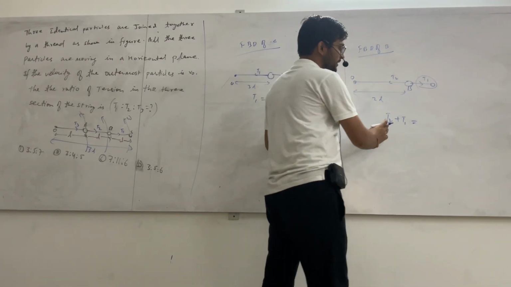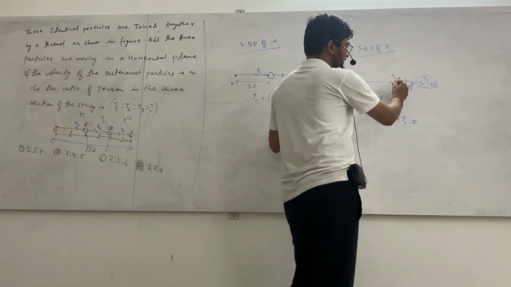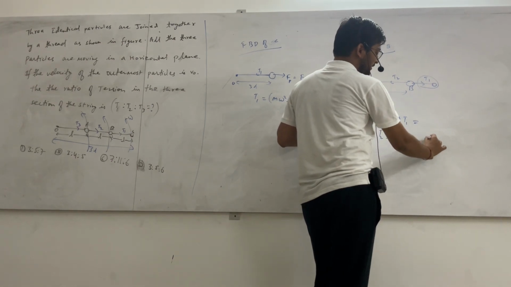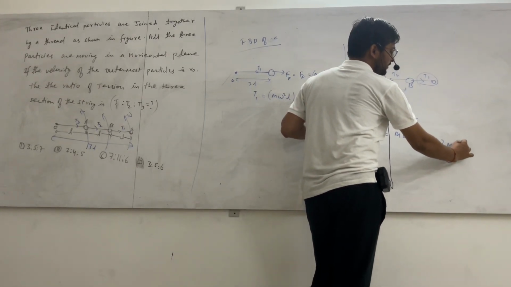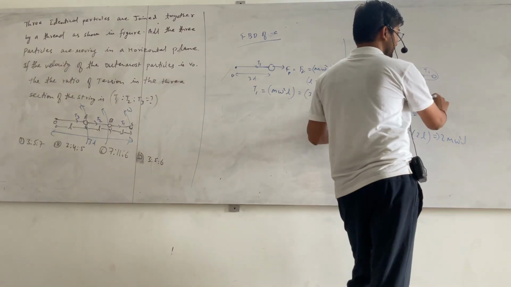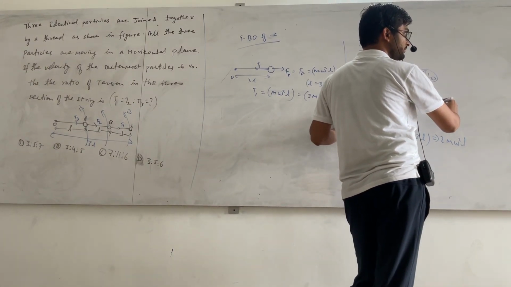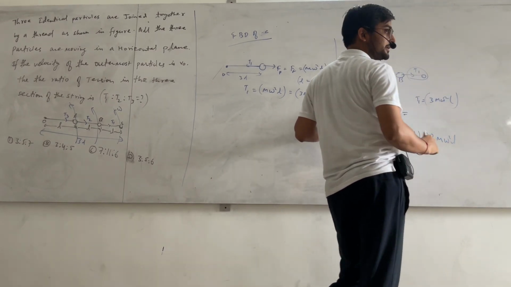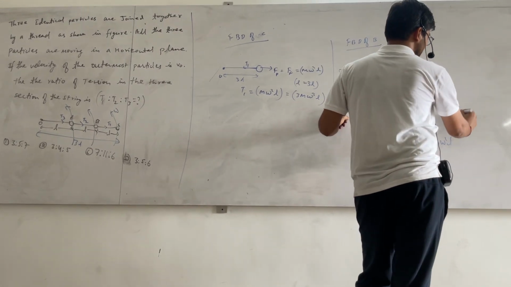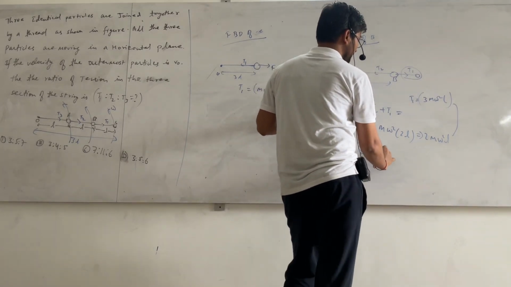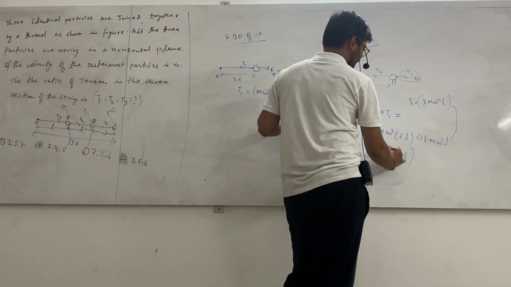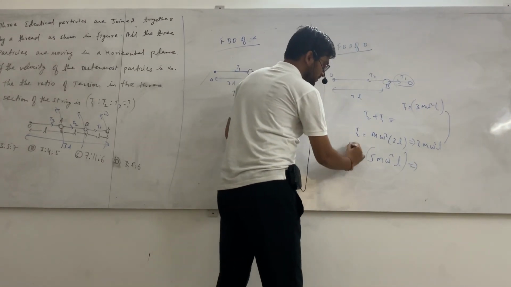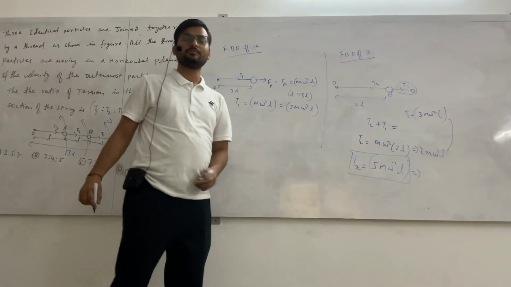So if we are talking about T2, what is the value of T2? Firstly, T2 is equal to m omega square into 2L, the length is 2L, so 2m omega square, and we know that T1 is already known, that is 3m omega square. So T2 is equal to 5m omega square. T2 is 5m omega square.